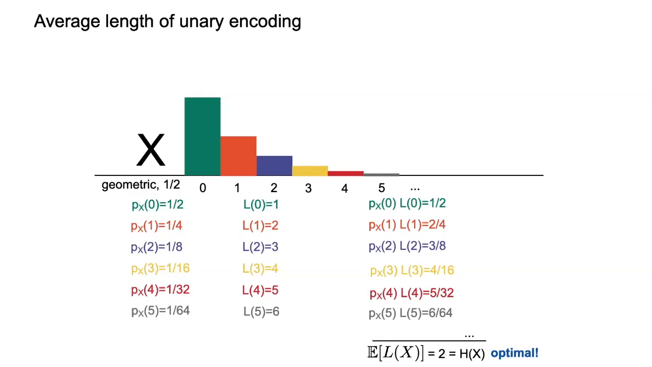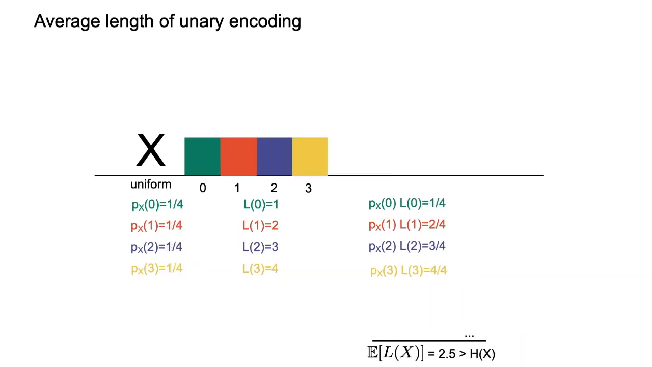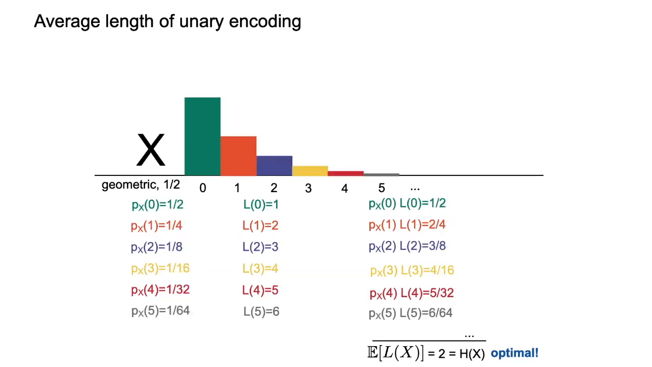It is optimal if your integers follow a geometric distribution. Of course, if it doesn't, then that's not good, right? So if I take a uniform distribution here, then 2.5 is more than 2. That's not optimal anymore. But for the geometric distribution, it works.